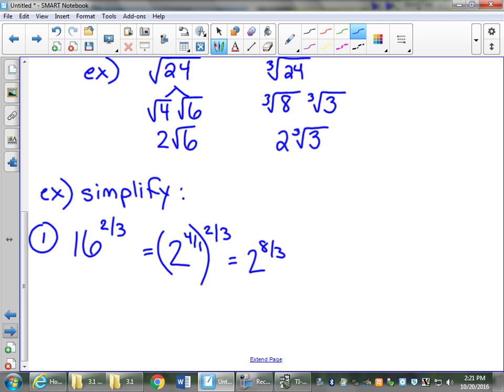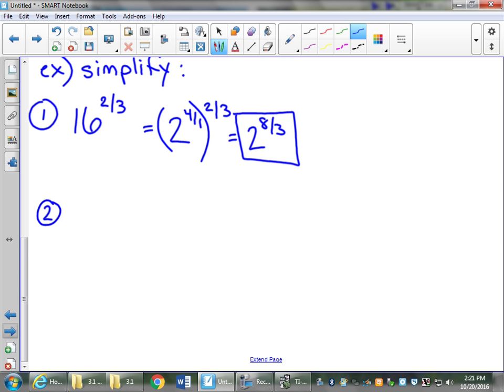Okay, we're going to leave it like that. There are some other strategies that say that you're not allowed to have an improper fraction. For our class purposes, I'll be okay if you leave it as an improper fraction, although there are some times where pulling out whole units of 2 would be useful. But we can leave it like that. 2 to the 8/3 is our final answer.